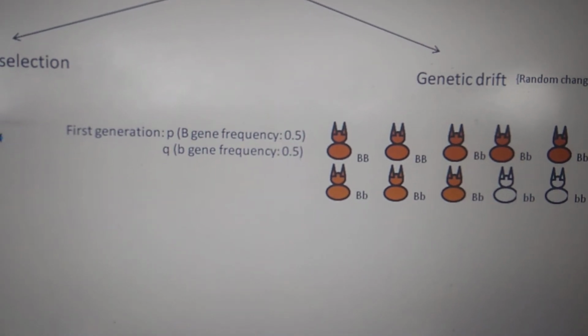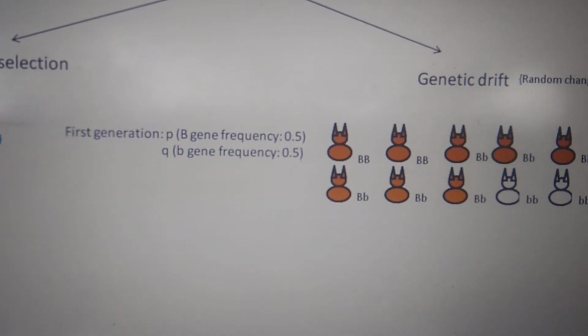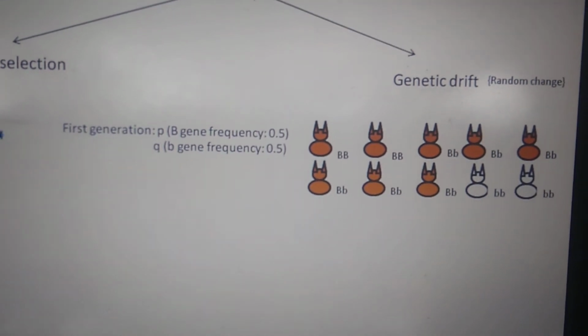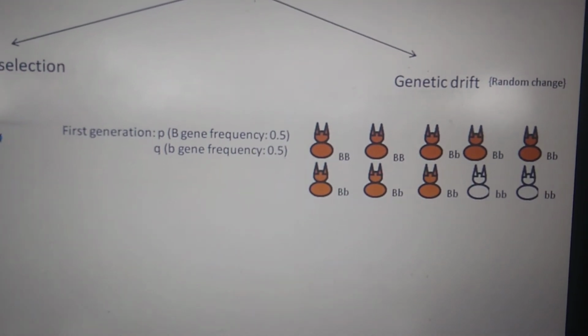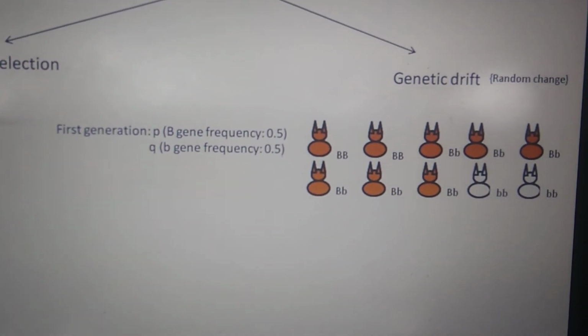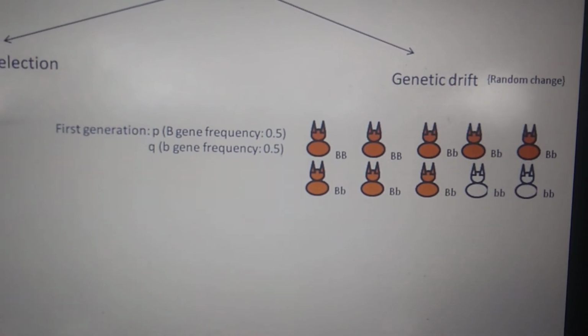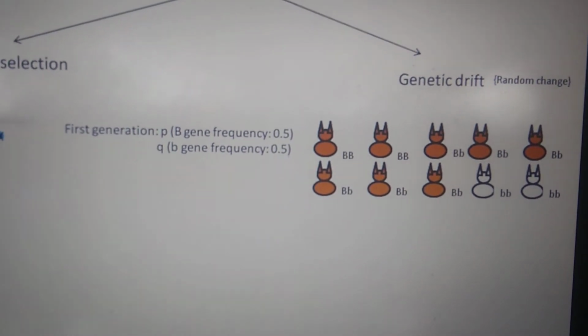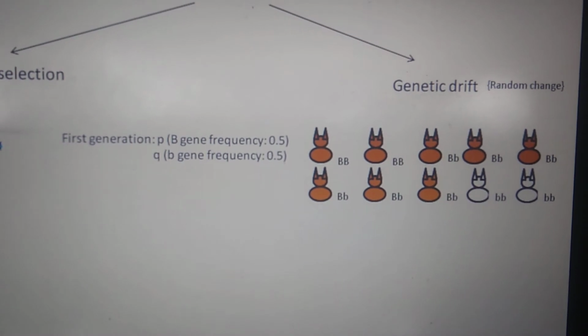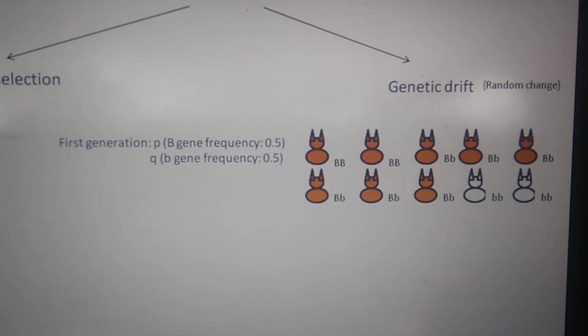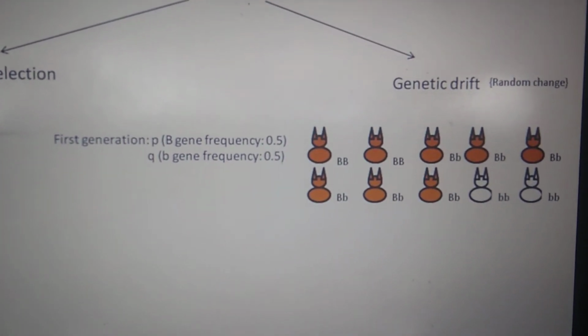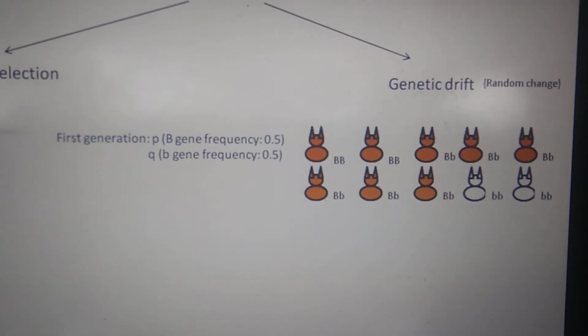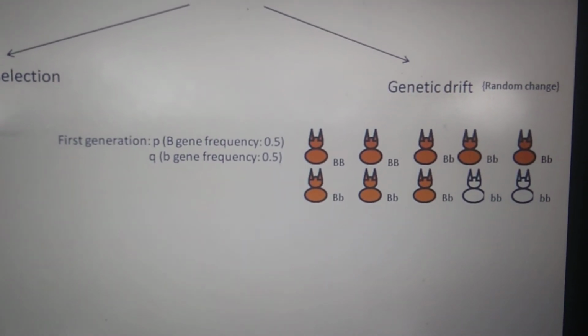Homozygous dominant, that is capital B capital B, these rabbits are obviously brown. As the capital B is dominant, therefore heterozygous capital B, small b are also brown, while recessive homozygous, that is small b small b, are white.